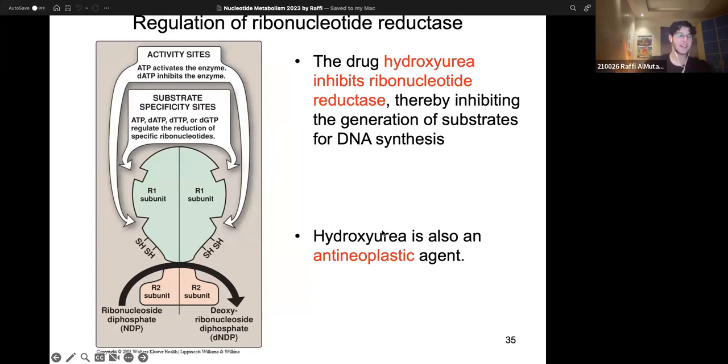But hydroxyurea can be given in sickle cell patients. It can also be given as an antineoplastic. The idea here is that we want to inhibit this DNA from being formed. And this applies to all of these antineoplastic drugs.